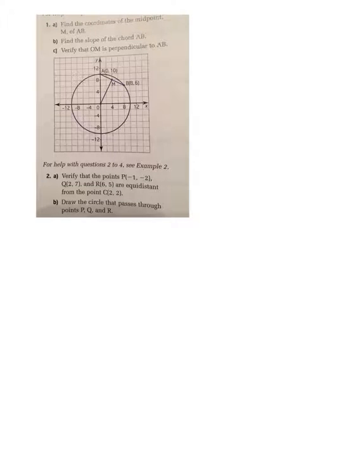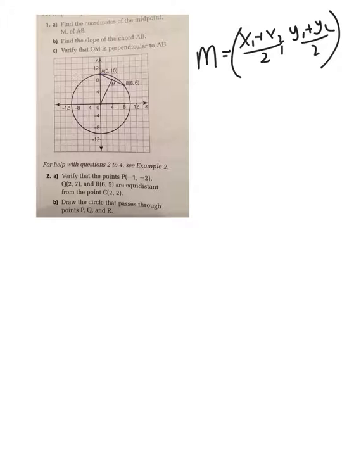So, circles homework here. Question 1, find the coordinates of the midpoint of AB. Well, that's fairly easy. Use the midpoint formula. You know the midpoint is going to be x1 plus x2 over 2 and y1 plus y2 over 2, and that's a coordinate.